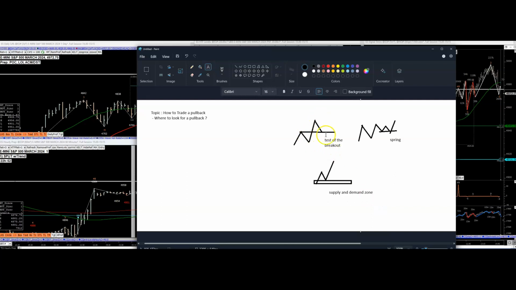So this is a pullback. This is a pullback, a deeper pullback, right? Something like that. And this is, whatever, another pullback. But this pullback is a spring of the first low that establishes a support level. Anyway, what I'm going to explain is how to trade a pullback and where to look for a pullback, and you can take this information by itself, or incorporate it in any of these three models. It's up to you.